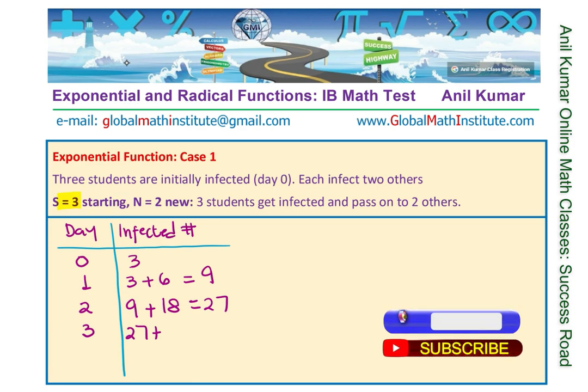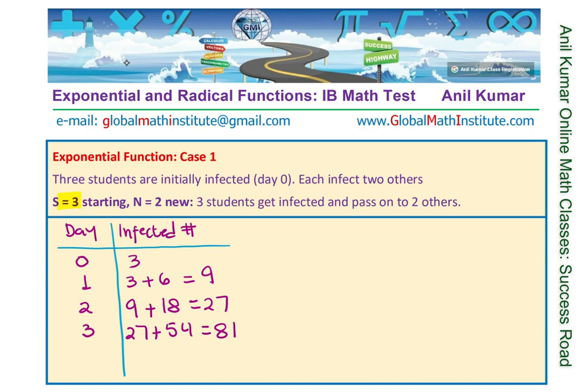and on day 3, 27 are already there, and 2 times 27 more, that is 54, will get infected, and the total will be 81, and likewise it is going to grow. So we have answered the first part of our question, if you remember, which was on day 3 how many will get infected. So day 3 we have 81 infected.